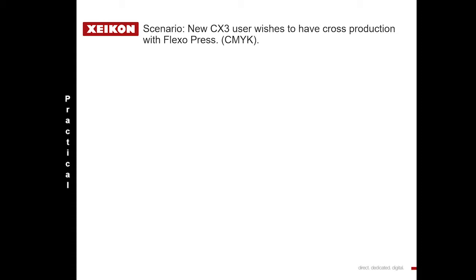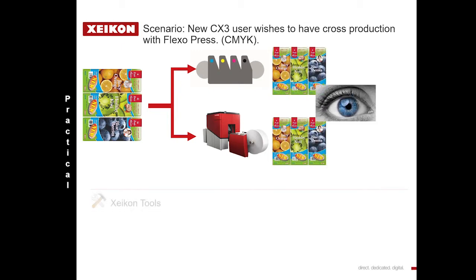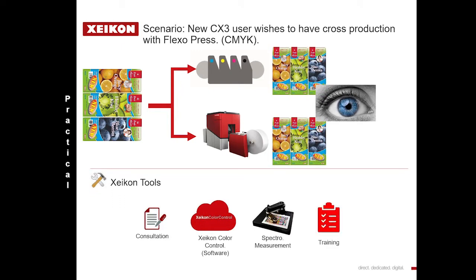The easiest way to discuss this is in the form of a scenario. So we have a CX3 user, and he wishes to have cross-production with his FlexoPress, a perfectly reasonable request. And what tools do we need to perform this? Well, importantly, a consultation with the customer, and then we need the Zycon color control software, we need an i1iO spectrophotometer, and we need to deliver some training to that customer as well.